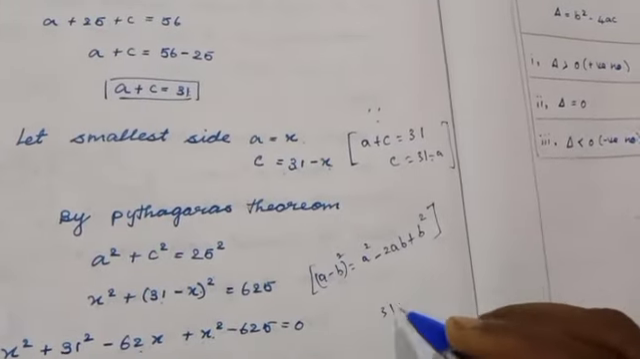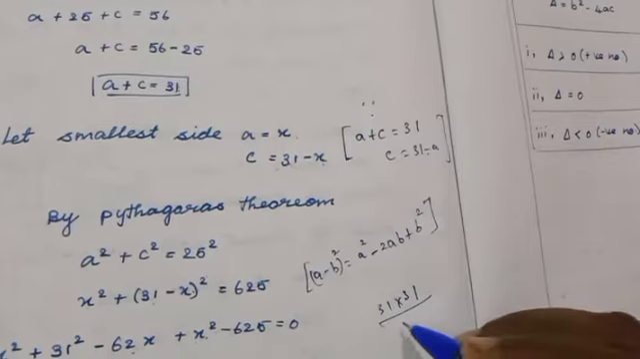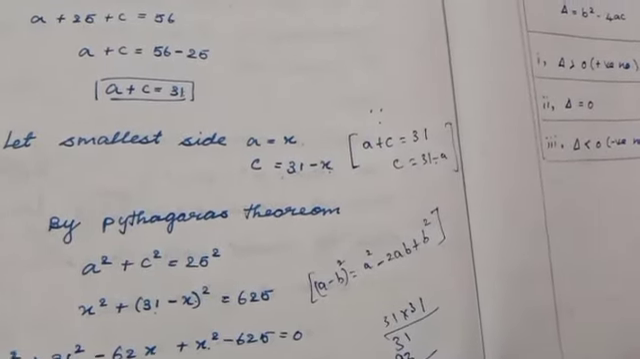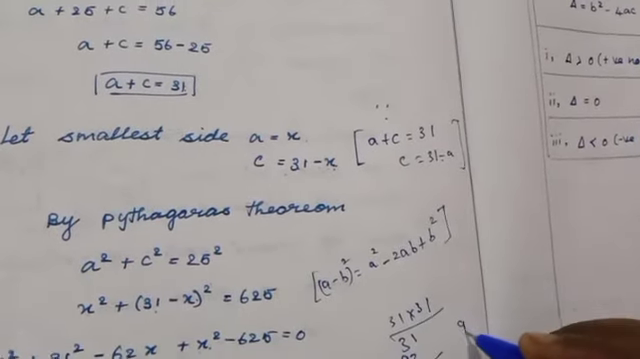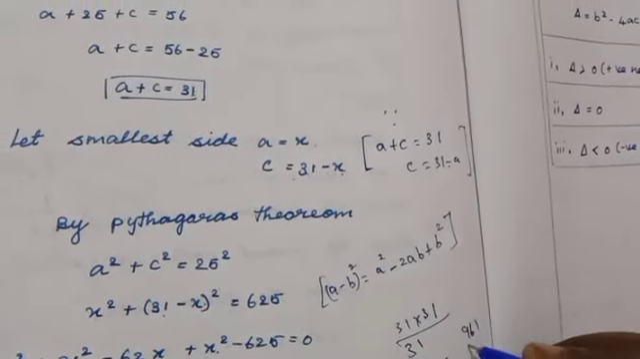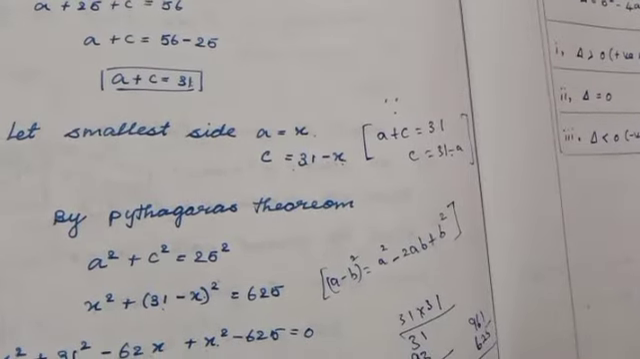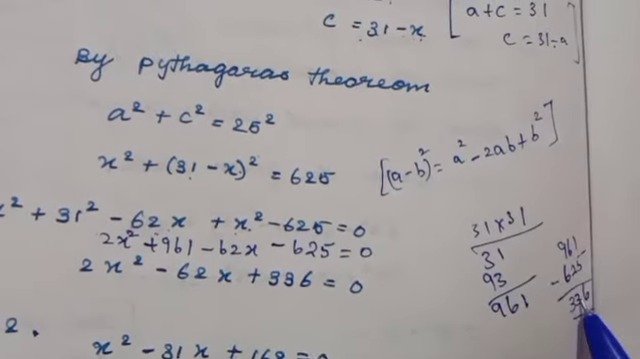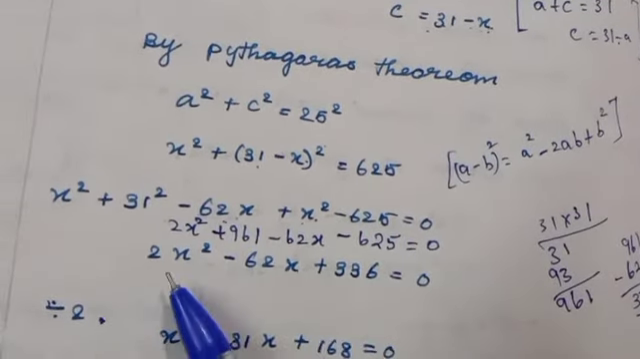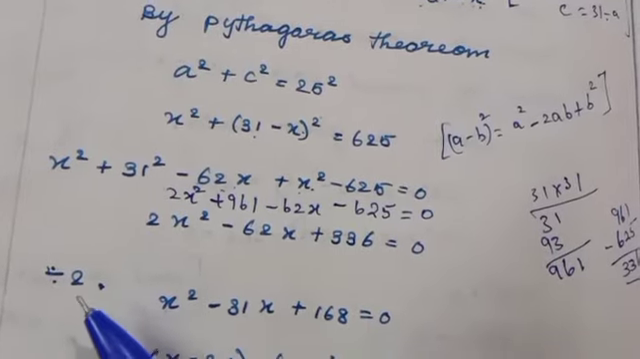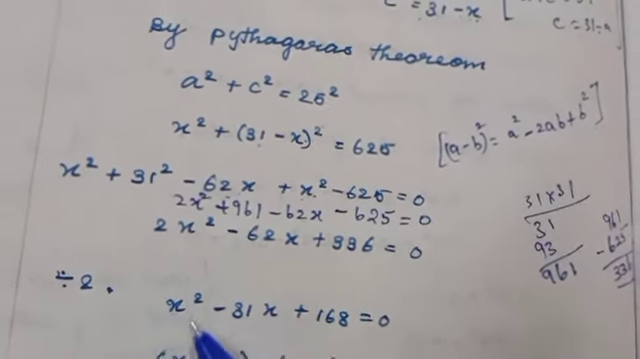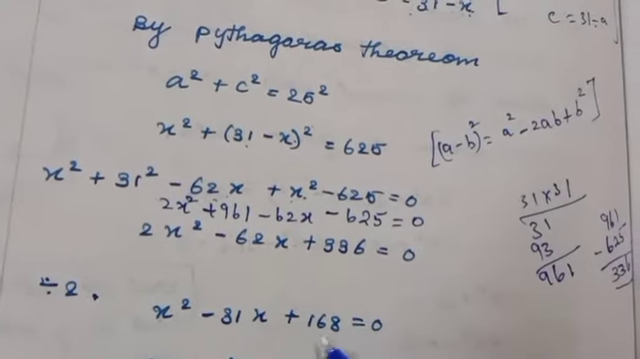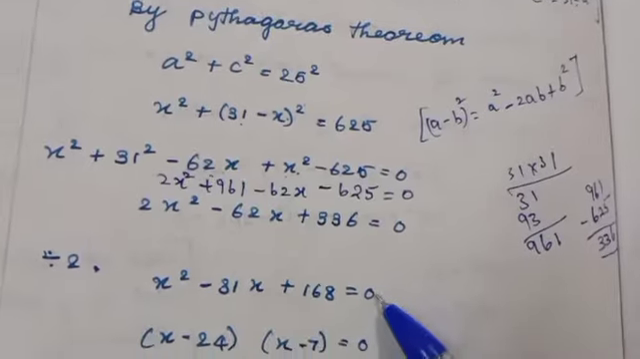Then this is 31 square minus 625. 31 square, what is the value? 31 into 31, that is 961. For 961 minus 625, listen students, that is 336, is equal to 0. 2 is common for this equation, so you have to divide by 2. So that is x square minus 31x, 336 by 2 is 168, is equal to 0.